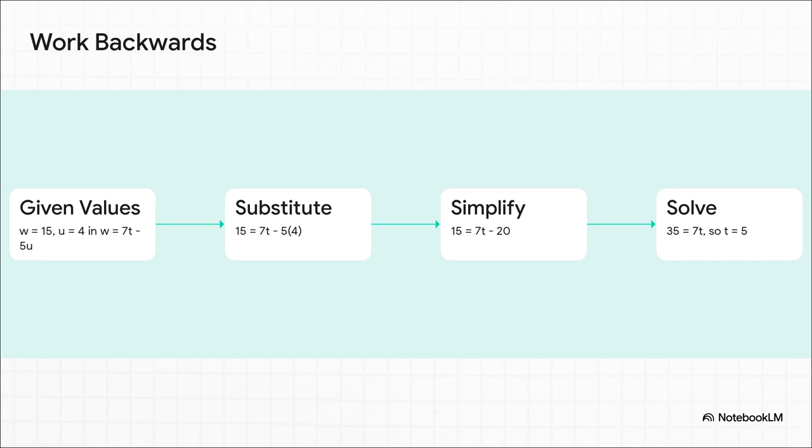And now we just bust out our inverse operations from earlier. We add 20 to both sides to get 35 equals 7t. Finally, divide by 7 and we discover that t equals 5. Look at that. You just cracked the code backwards.